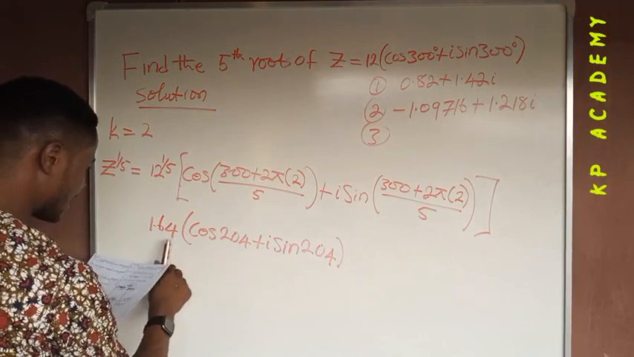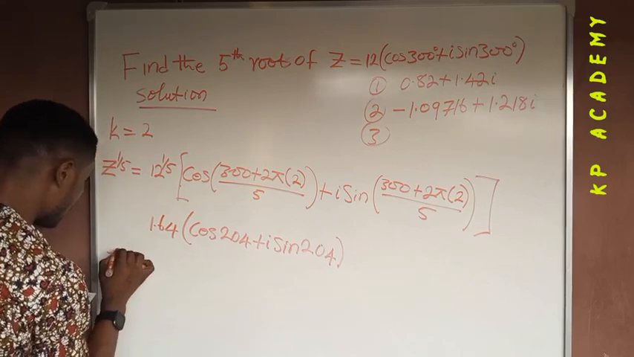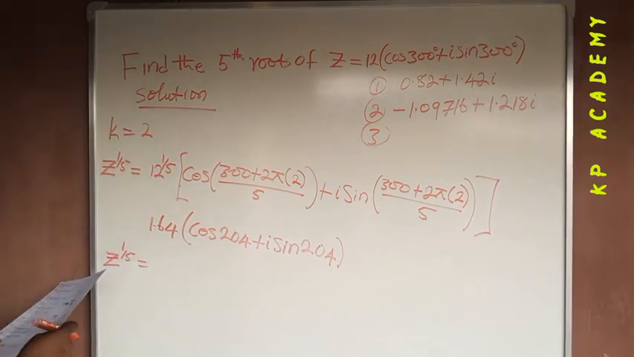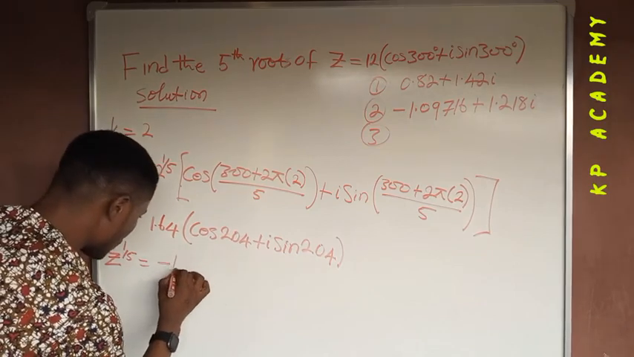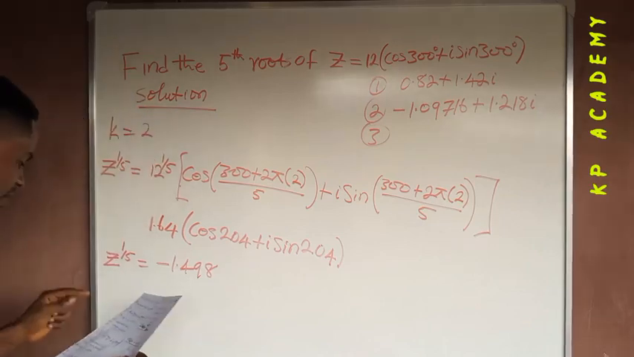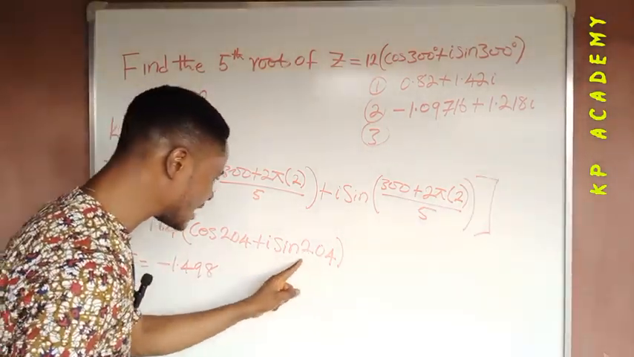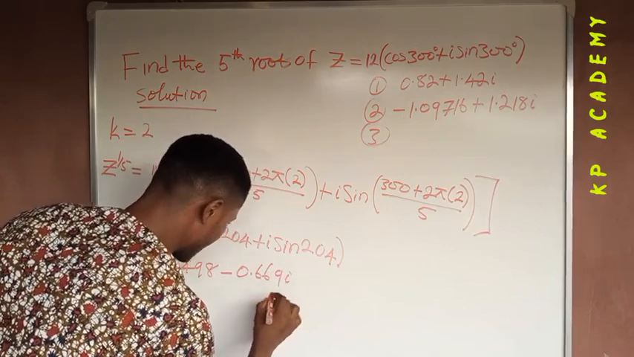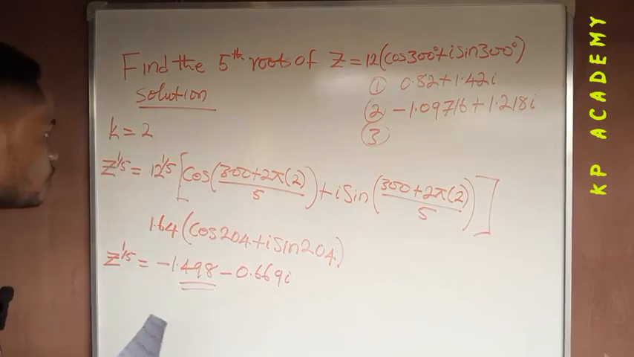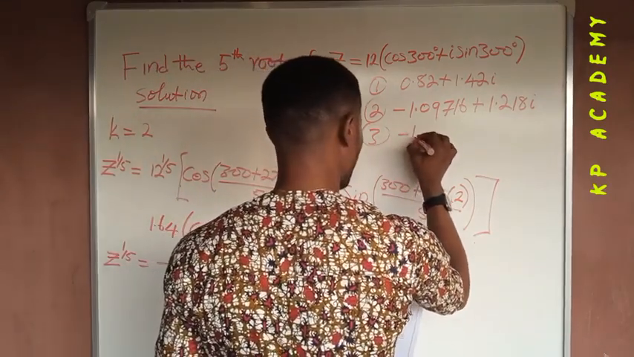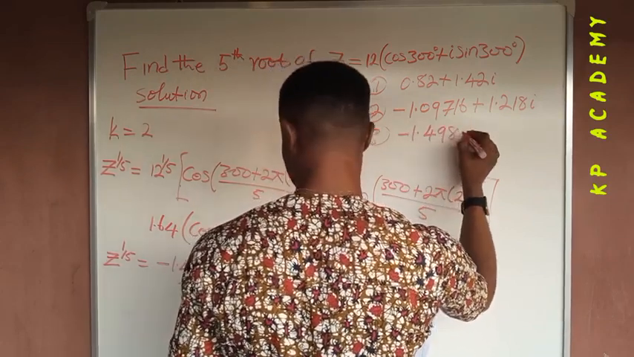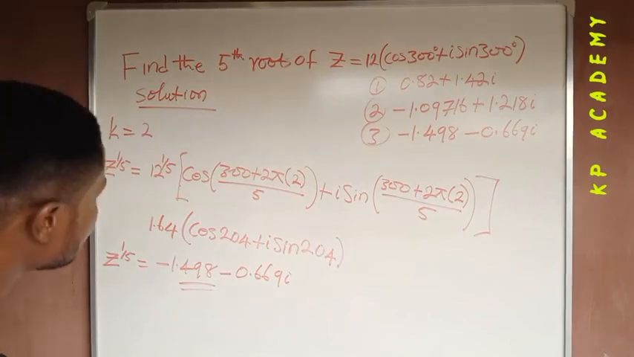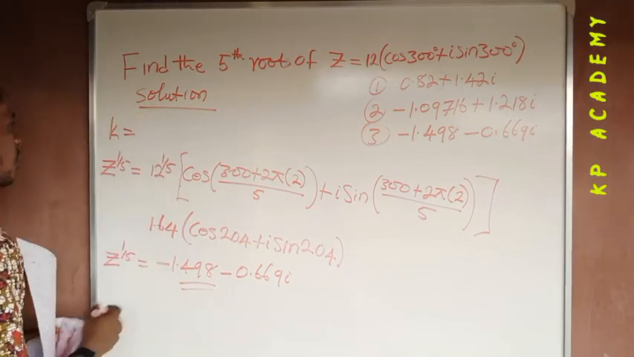Now, cos 204 times 1.64 should be able to give us minus 1.498. Alright, then finally, now 1.64 times sine 204, we are going to have minus 0.669i. Alright, so this is the answer when k is equal to 2. So we actually have minus 1.498 minus 0.669i. Alright, so this is the third answer. Now, the fourth answer is going to be when k is equal to 3.